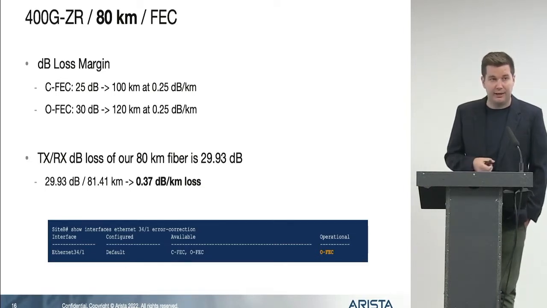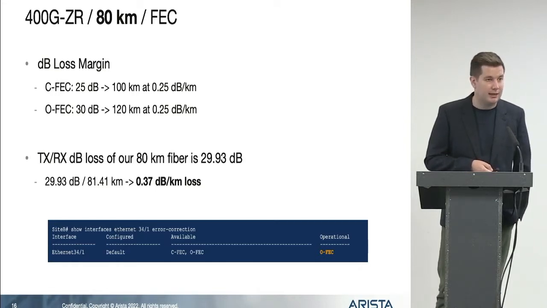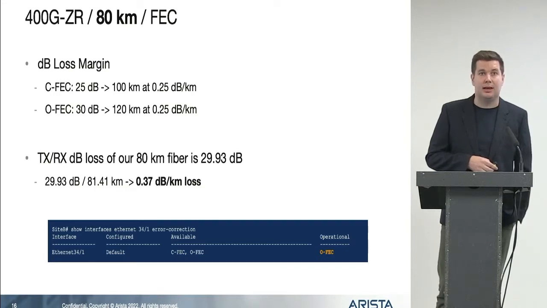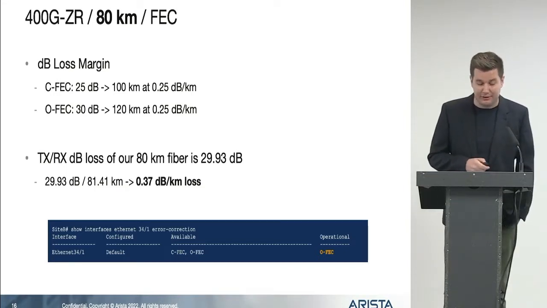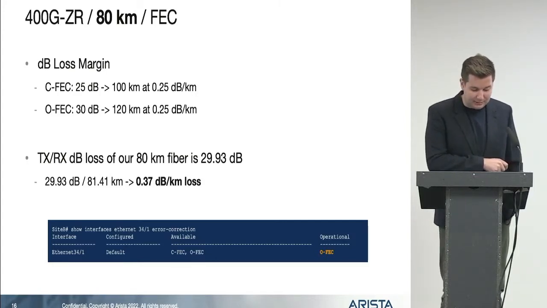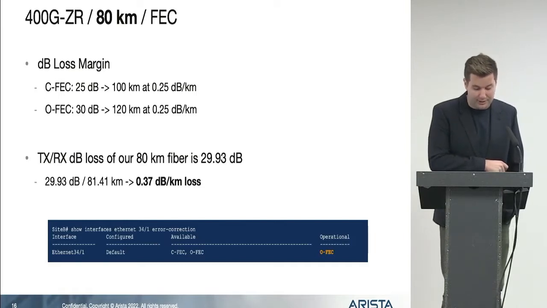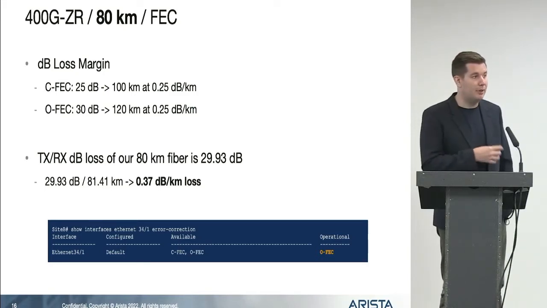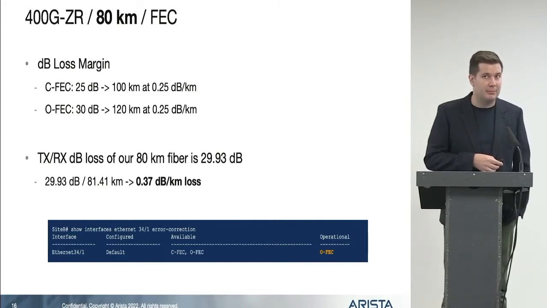But if you're using OFEC, you can actually get away with a 30 dB loss threshold to get potentially up to 120 kilometers if you've got good fibre at 0.25 dB per kilometer. As you can see, we did not have good fibre, and so on that 81 kilometer link, we actually had a total loss of nearly 30 dB, which translates to 0.37 dB per kilometer. So really not the best fibre in this case, but still worked at approximately 80 kilometers with 0 post-FEC errors.